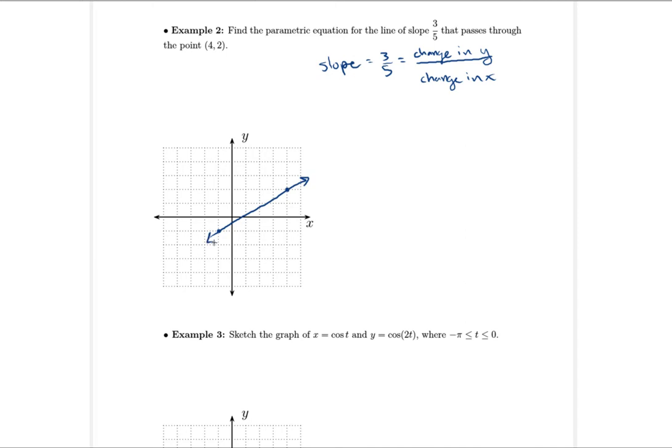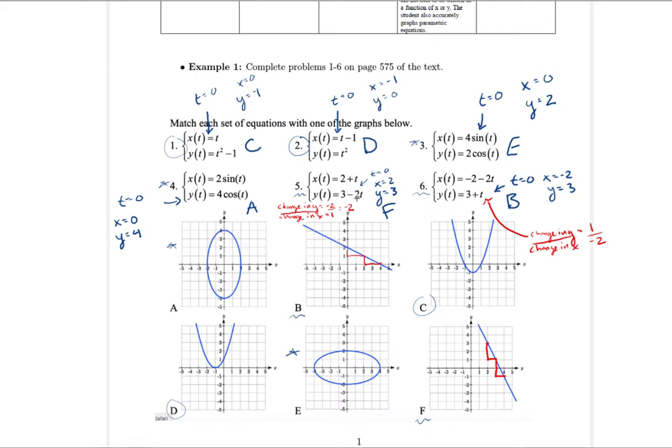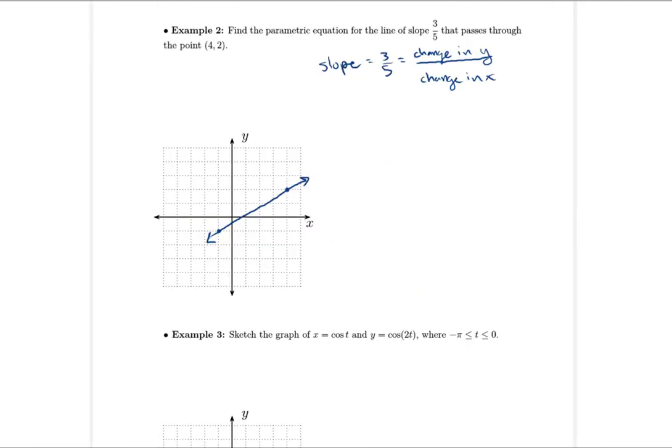Okay, but how do we come up with the parametric equations? So we noticed on the last page that I took my information about change in x and change in y from the coefficient in front of the t, right? Because it's saying as t changes, how does the y value change? As t changes, how does the x value change? So since I know that 3 is my change in y and 5 is my change in x, as I write out these equations, I can just simply say 5t here and 3t here.